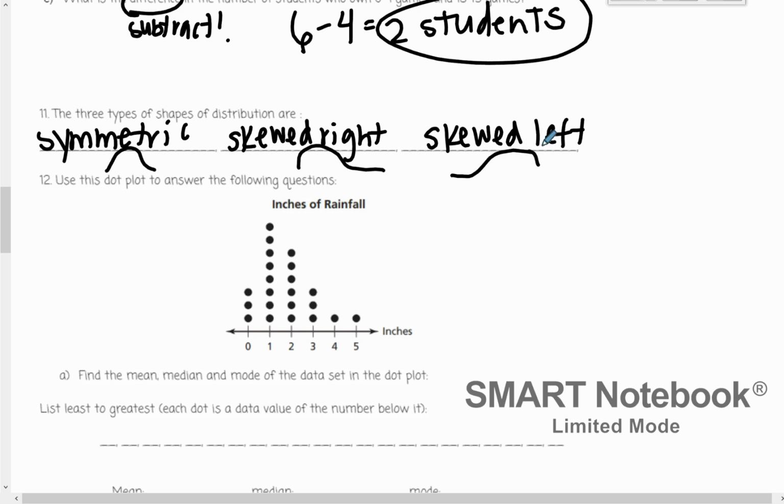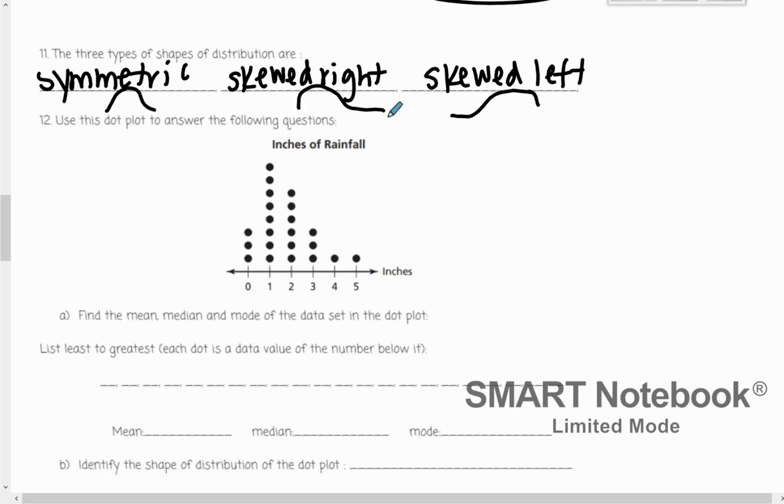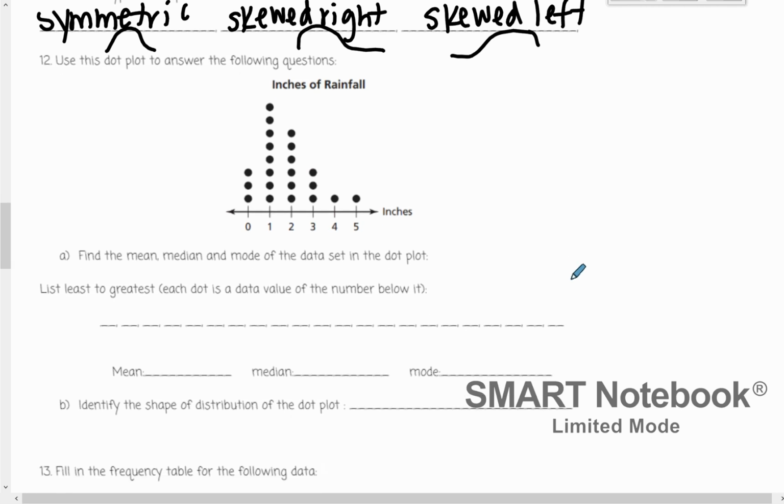Looks something like that. Use a dot plot to answer the following questions. Now, in a dot plot, each of these dots represents a data value of the number below it. For example, there's 0, 0, 0. There's 3 zeros in this data set. So we want to find the mean, median, mode of this data set. And in order to do that, we have to list at least 2 greatest. So we have to write out this data set.